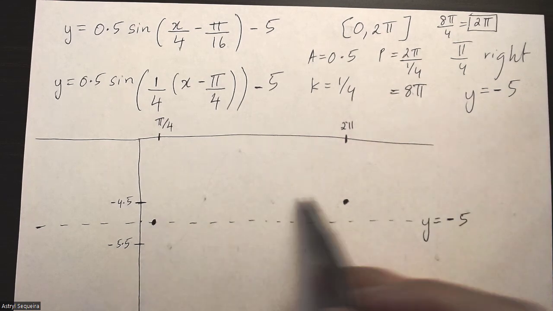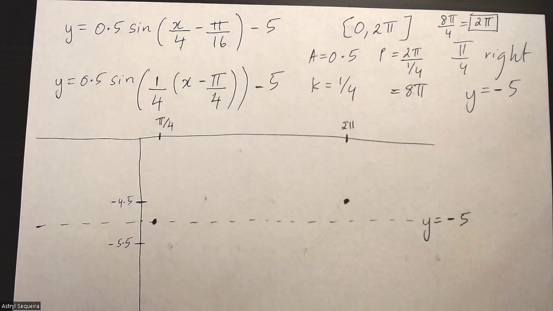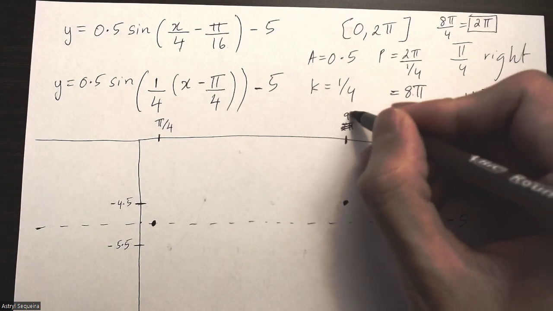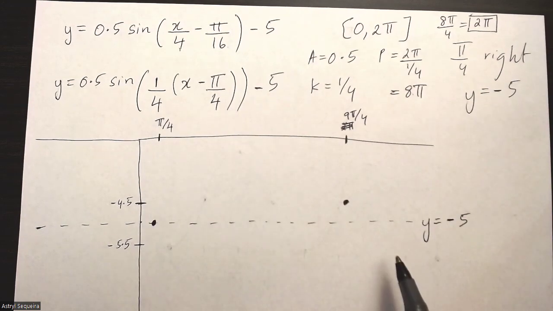Oh, sorry. I have to add 2 pi to pi over 4. So 2 pi plus pi over 4. I'll do it in my calculator. I'm pretty sure it's 9 pi over 4. Yep, it is. This point over here is 9 pi over 4. I basically added 2 pi to my first point.